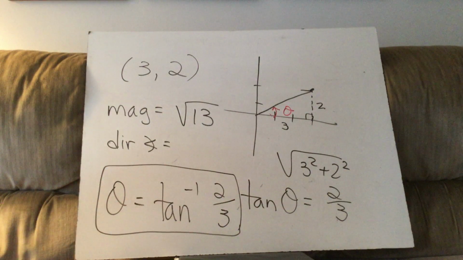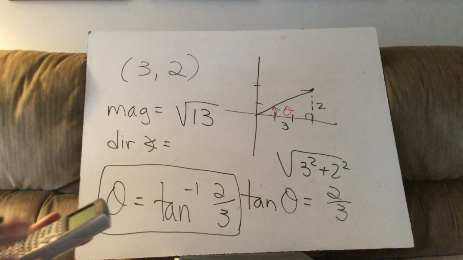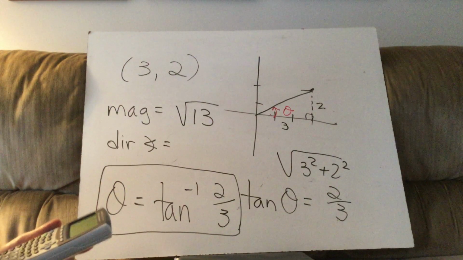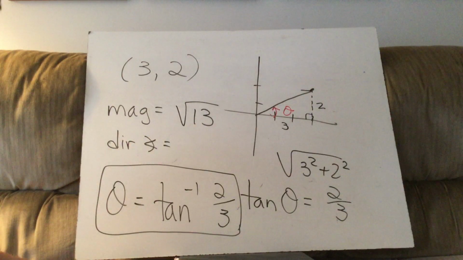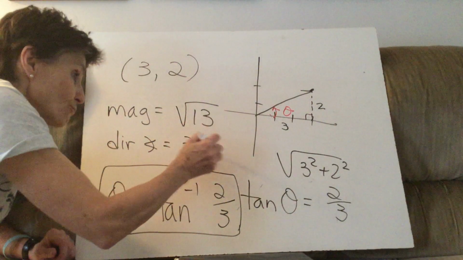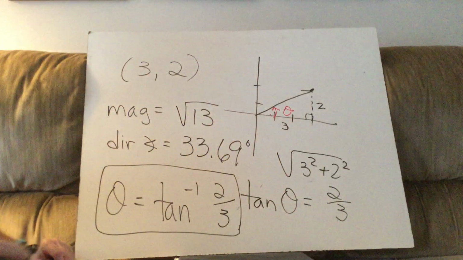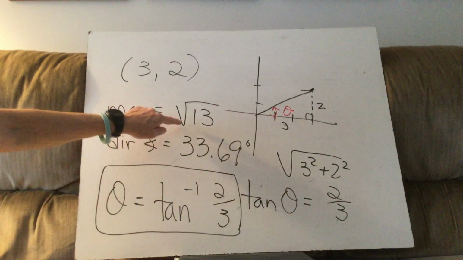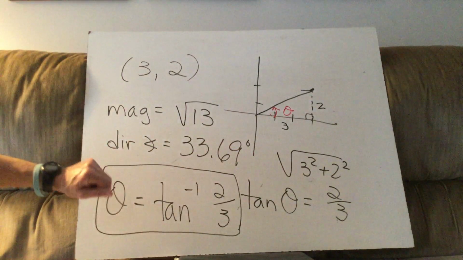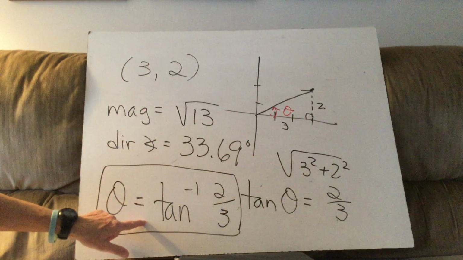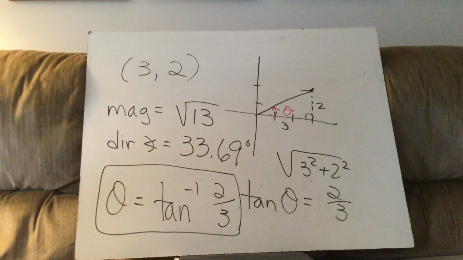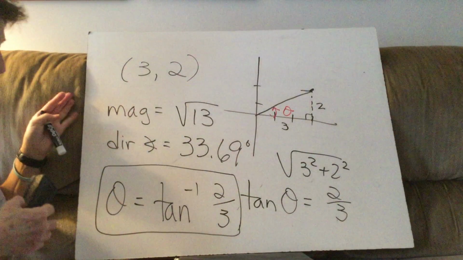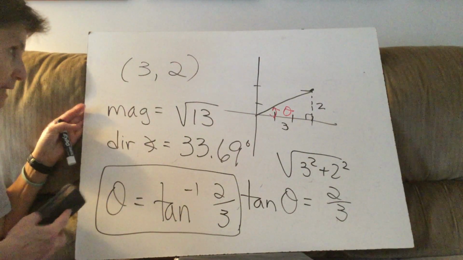So second tangent 2/3, and that's going to give me the answer, which is 33.69 degrees. So your direction angle is 33.69 degrees. And you're done. There's your magnitude. You got that with the Pythagorean Theorem. And your direction angle, you got that with second tangent. That's pretty easy. Let's try another one.